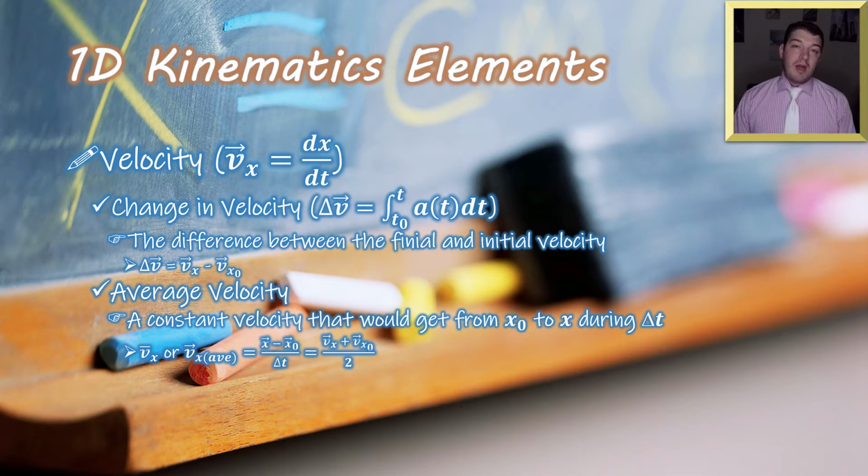We've already seen that the velocity is the derivative of position with respect to time, or it's the displacement with respect to time. But it's also related to acceleration. We haven't defined acceleration yet, but just a little foreshadowing. Turns out your change in velocity is the integral of acceleration with respect to time. If you have an acceleration function in terms of time, you can integrate it between the initial time and the final time, and that integration will give you the change in velocity over that time period.